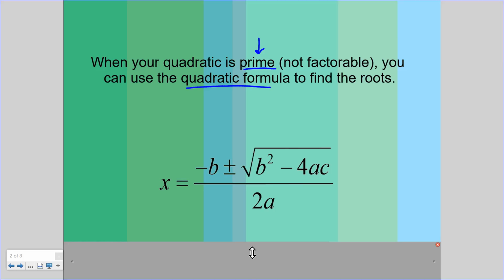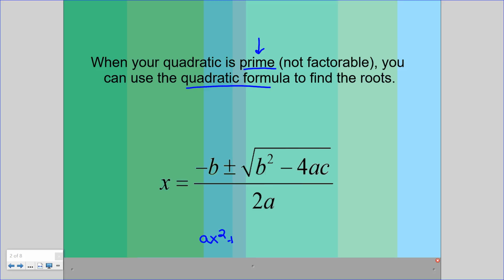And here it is. This is the quadratic formula. x equals negative b plus or minus. We'll do it one time with a plus and a second time with a minus, because remember, we often have two roots. So negative b plus or minus the square root of b squared minus 4ac, all over 2a, or divided by 2a. Remember that a, b, and c all come from your standard form of the quadratic equation.